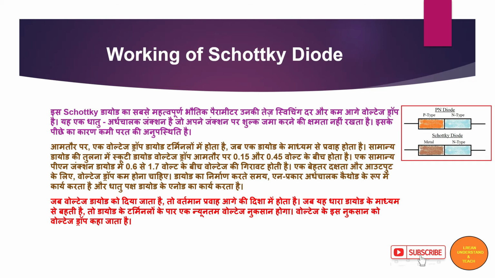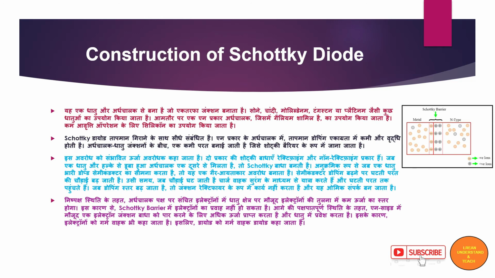Next one is the construction of Schottky diode. It is made of a metal and semiconductor forming a unilateral junction. A few metals like gold, silver, molybdenum, tungsten or platinum are utilized. Usually an N-type semiconductor which includes gallium is used. Silicon is used for low frequency operation.